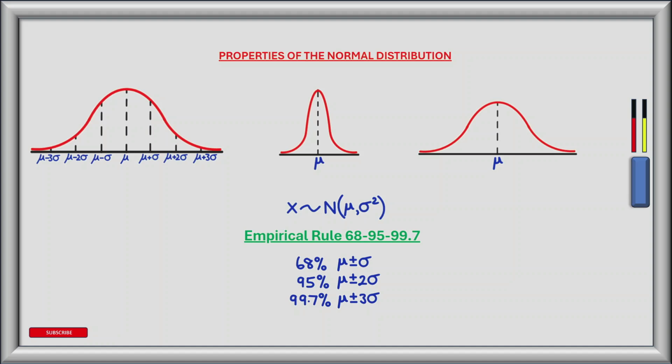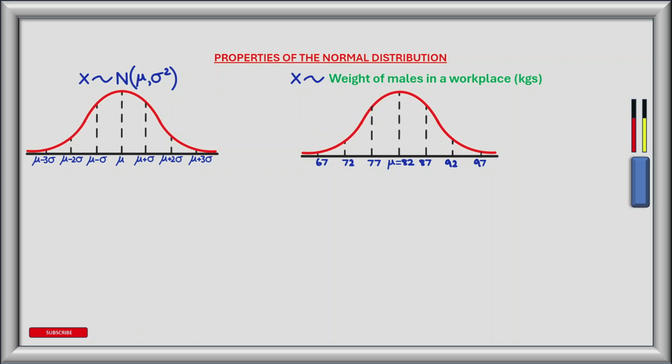Now let's look at how the normal distribution applies to some real-world examples. In the first example, let's say we measure the weight of males in a typical workplace. Let's assume the mean value across all the weight measurements is 82 kilograms. Then we might see the distribution look like the bell-shaped curve shown here, where we have the lighter males down at this end of the graph and heavier males at this end of the graph.